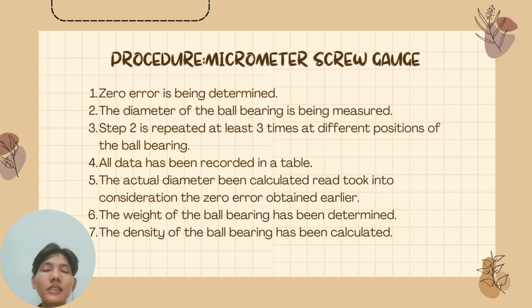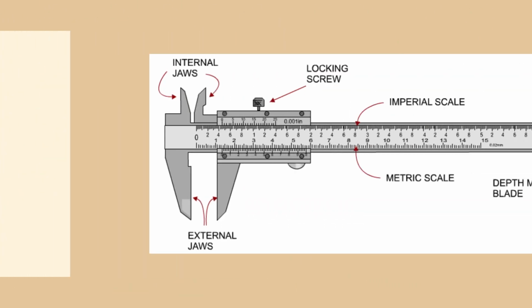Procedure for the micrometer screw gauge. First, the zero error is determined. After that, the diameter of the ball bearing is measured. After that, step 2 is repeated at least 3 times at different positions of the ball bearing. Fourth, all data is recorded in a table. After that, the actual diameter is calculated, taking into consideration the zero error obtained earlier. After that, the volume of the ball bearing is determined. And after that, the density of the ball bearing is calculated.